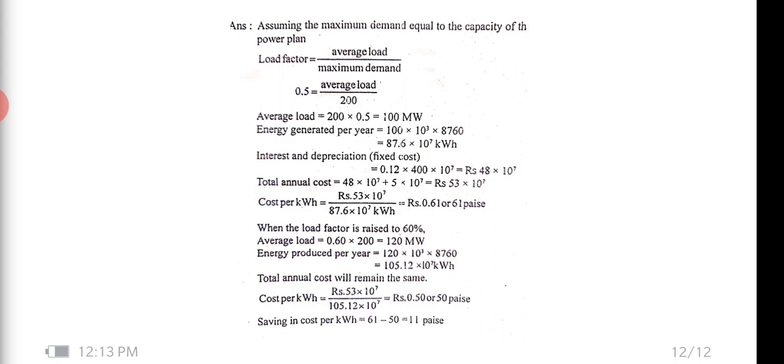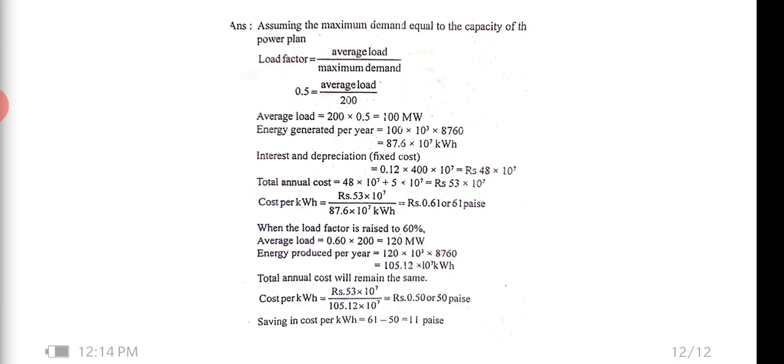Means the electricity generated by this plant is 100 megawatt continuously for the year, that is 8760 hours. So the energy generated per year is equal to 100 megawatts, that is 100 into 10 raised to 3, because I will convert megawatt into kilowatt, into 8760 hours. So it becomes 87.6 into 10 raised to 7 kilowatt hours. Kilowatt hour is nothing but units.